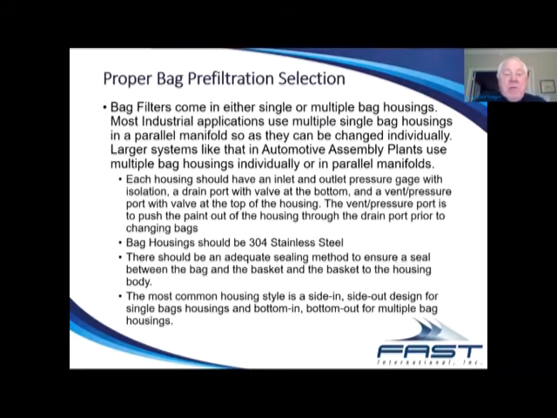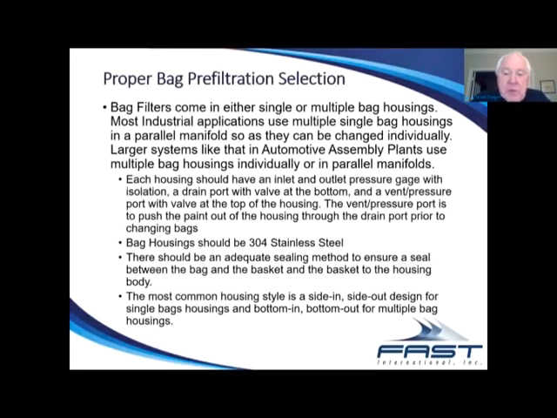One of the things we should have in our housings is an inlet and outlet pressure gauge that has isolation to it. Paint loves to plug pressure gauges. So a good way to not have a pressure gauge operate is not to have an isolation valve or an isolation method. You should have a drain port on the bottom with a valve, and a vent pressure port with a valve on top of the housing. The vent pressure port on top of the housing is used to push the paint out of the housing through the drain port prior to changing bags. We recommend bag housing should be 304 stainless steel.